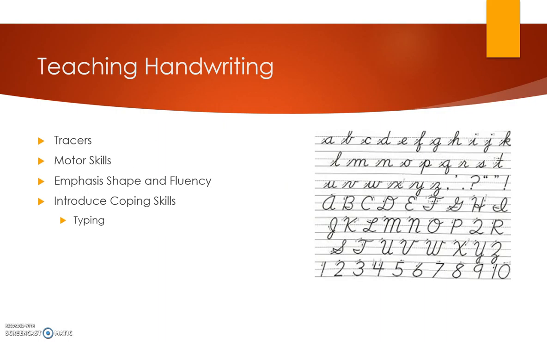Teaching handwriting. The most common way to teach handwriting is to use tracers that can help a student develop their fine motor skills. It often helps if, while tracing, the teacher goes around and checks that all students are holding their pencils properly. When tracing and teaching handwriting, you will want to emphasize the shape and the fluency of the letters. And if the student still has problems with handwriting by secondary education, you can teach coping skills, such as typing notes and assignments.